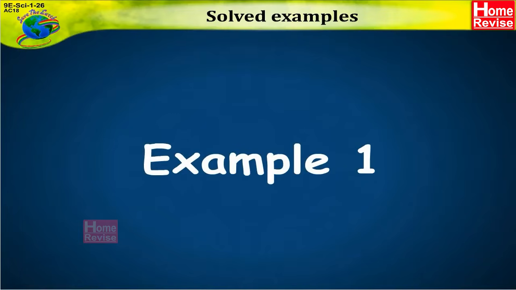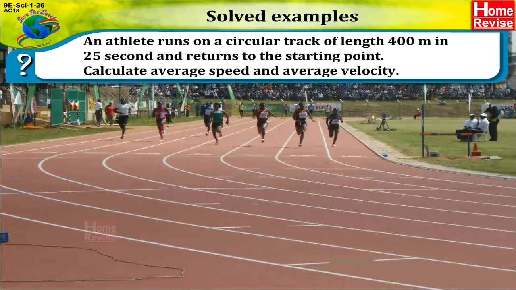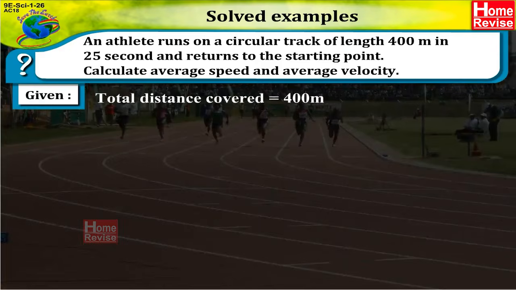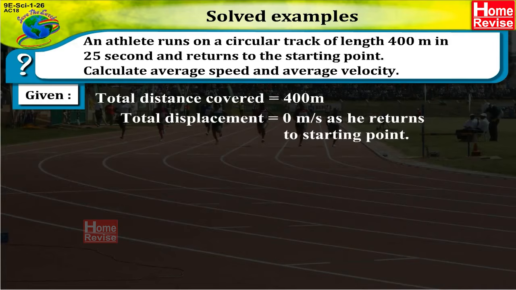Solved examples. 1. An athlete runs on a circular track of length 400 meters in 25 seconds and returns to the starting point. Calculate average speed and average velocity. Given, total distance covered is equal to 400 meters. Total displacement is equal to 0 meters as he returns to the starting point. Total time taken is equal to 25 seconds.